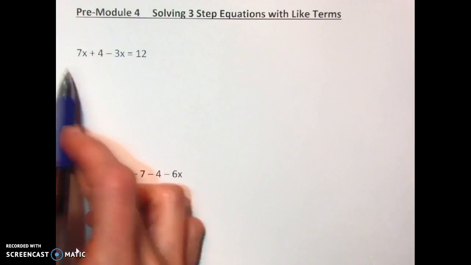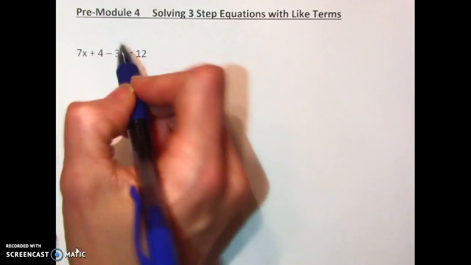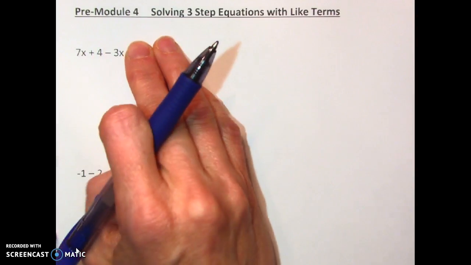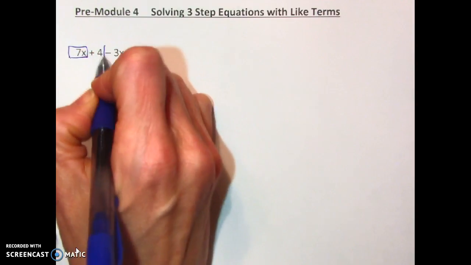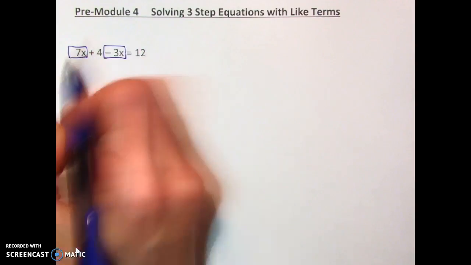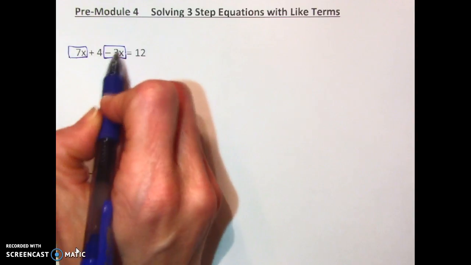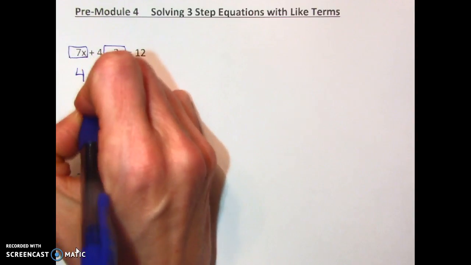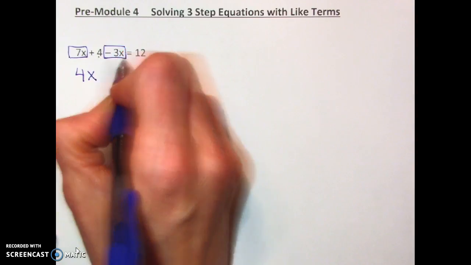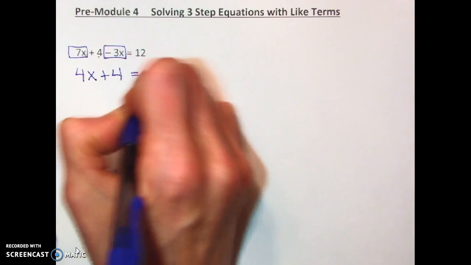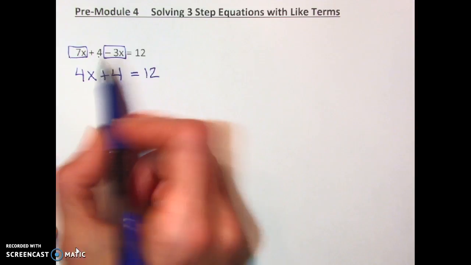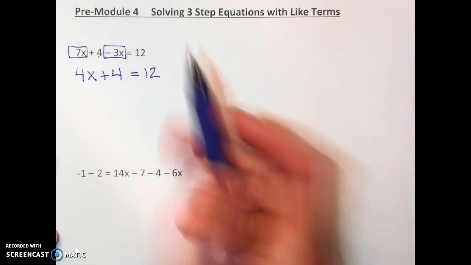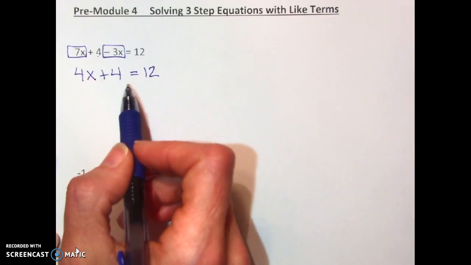So in the first problem here, our like terms, looking at just the left side of the problem, would be 7x, which is positive, and the 3x, which is negative. So positive 7 and negative 3 add up to positive 4x. Now this doesn't have any other like terms over there with it. We cannot add it with the 12 because that's across the equal sign, so we can't put those two together as 16 yet. So now we're down to a two-step problem.